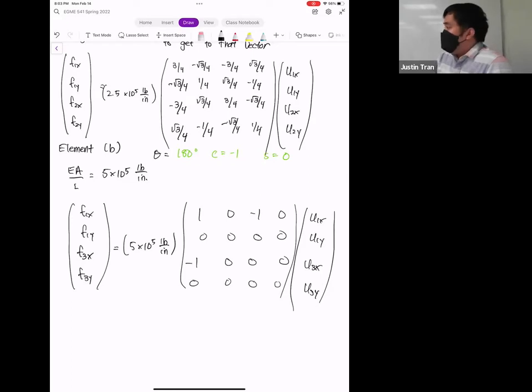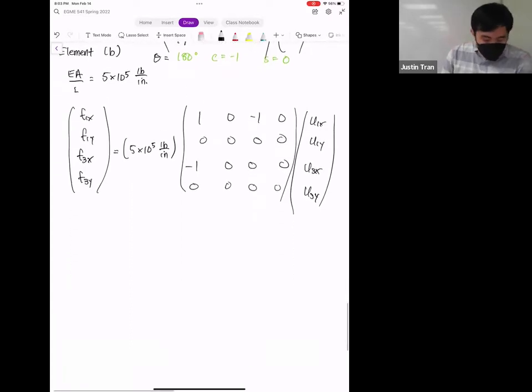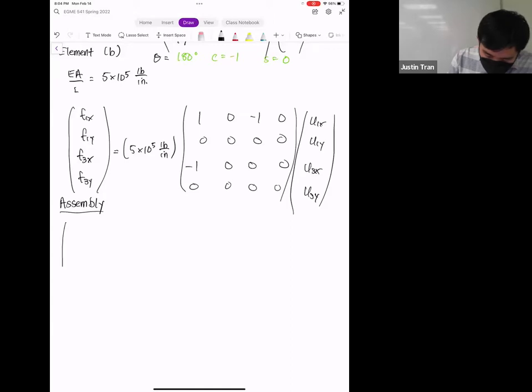All right. Any questions on this? Okay. All right. And so those are the element stiffness matrices. And of course, the next step is to assemble. And so assembly here is just going to be a 6 by 6. And so it's going to be a little bit easier than the last one.